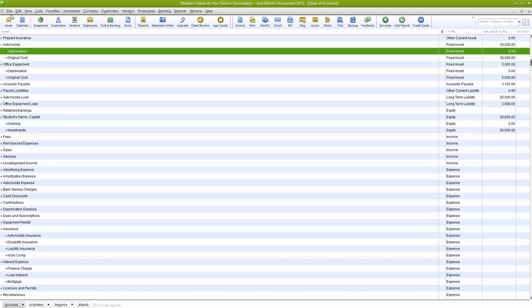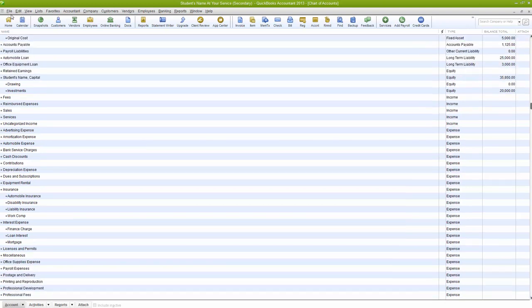We have some retained earnings, and remember, you're going to close those out to capital. We have draws, and we close those out to capital. And then we have all of our income, and we have all of our expense accounts.